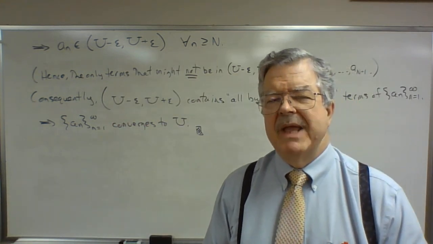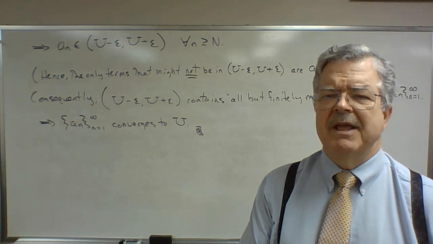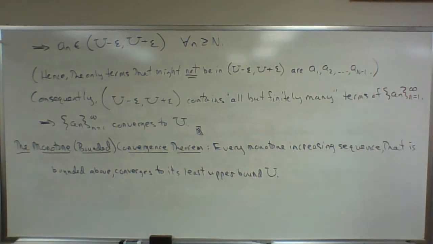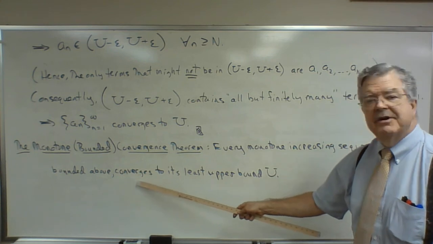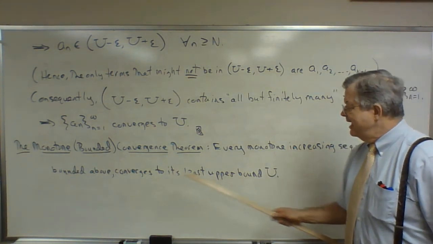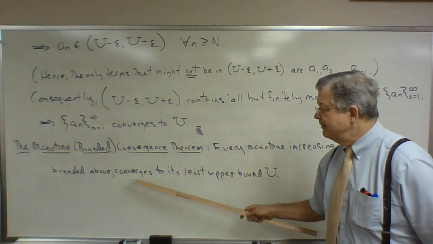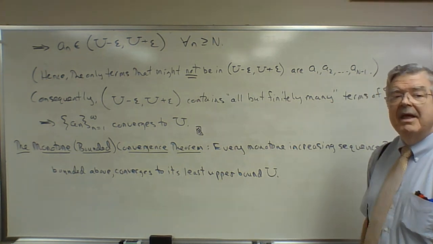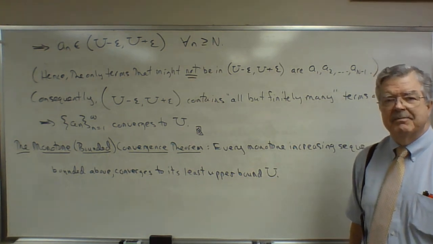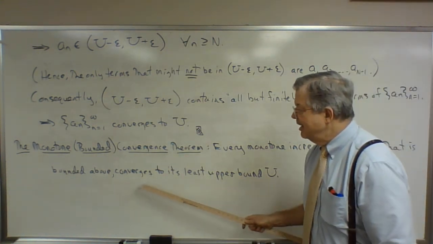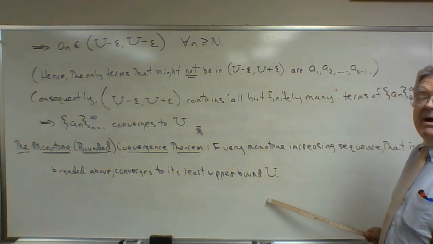But I'm going to restate it because we actually proved a little bit more than what the theorem stated. This is what we actually proved. Every monotone increasing sequence that is bounded above converges to its least upper bound, U. So not only did we prove that every monotone increasing sequence that is bounded above converges, we proved that it converges to its least upper bound, U. And we'll make use of that additional fact on occasion. Now, the other part of this theorem, every monotone decreasing sequence that is bounded below converges to its greatest lower bound, that's also true.